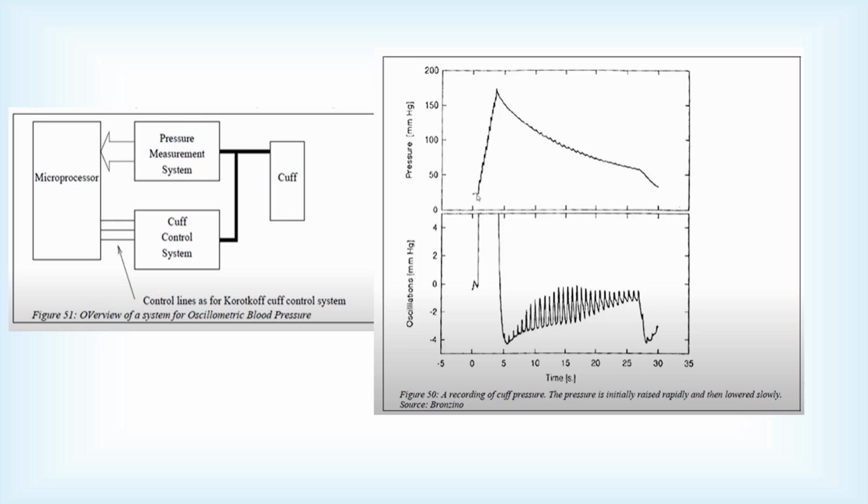With the oscillometric method, the systolic pressure is estimated using the maximum cuff pressure at which the pressure oscillations can be perceived. The mean arterial pressure is estimated by the cuff pressure at which the amplitude of the oscillations is the greatest. The diastolic blood pressure is estimated using the minimum cuff pressure at which the pressure fluctuations can be perceived.